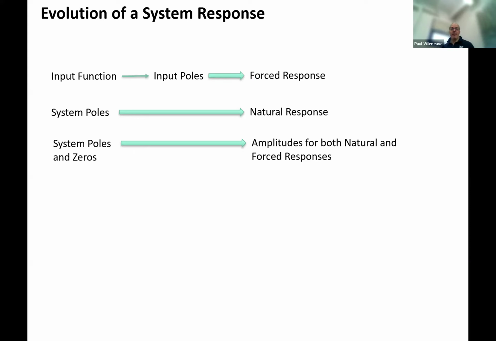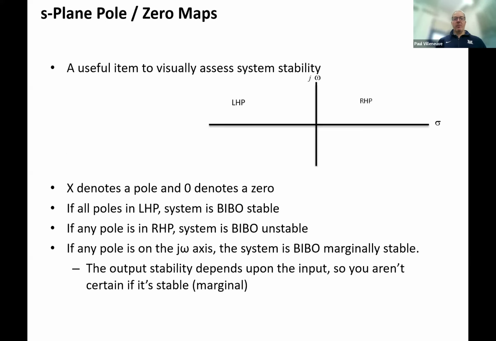So our input function is our input poles, which we usually don't care too much about. But if you really want to know, that's what determines our forced response. Our system's poles is the natural response. That's the one that hopefully decays with respect to time. And our system poles and zeros help impact what the amplitudes are going to be for both those natural and forced responses. So let's build our pole zero map.